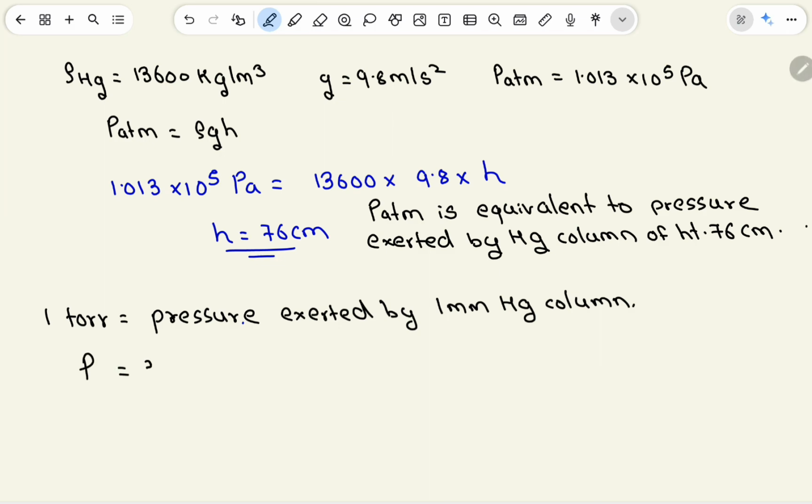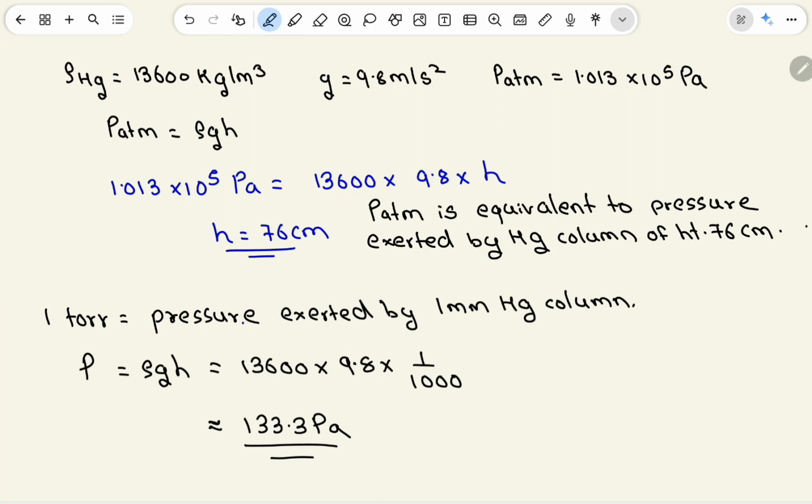Now let us calculate. We use the formula P is equal to rho g h. In place of rho, we put 13,600. In place of g, we put 9.8. And in place of h, we put 1 over 1000 because 1 mm is 1 over 1000 meter. When we do the calculations, the value comes out to be approximately 133.3 pascals. So, by using the methodology of representing pressure in terms of height of mercury column, we could derive a new unit for pressure called torr, whose value is equal to 133.3 pascals. And we define 1 torr of pressure as the pressure exerted by 1 mm of mercury column.